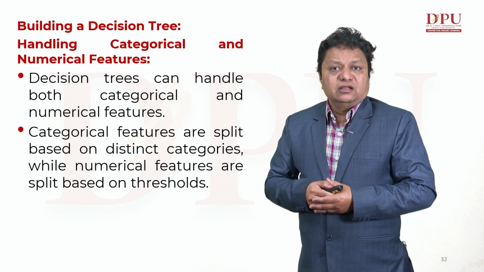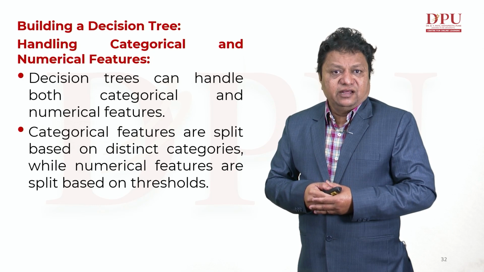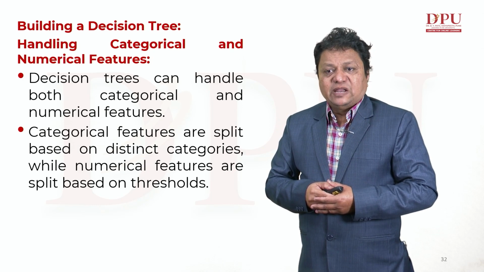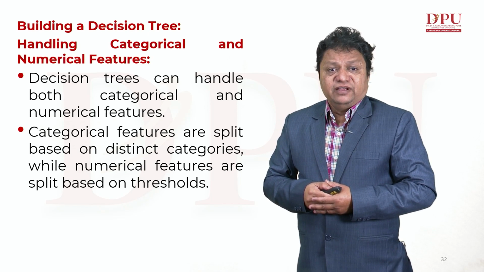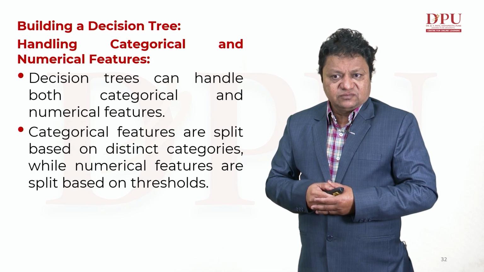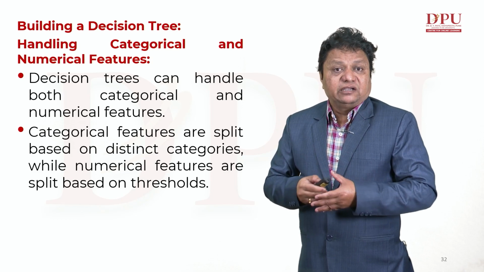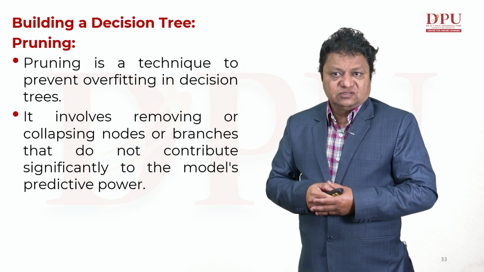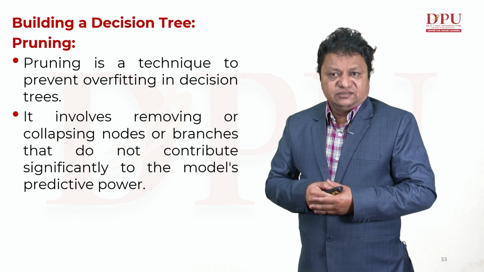Now, how to handle categorical and numerical features in decision trees? Decision trees can handle both categorical as well as numerical feature values. Categorical features are split based on the distinct categories, while numerical features are split based on thresholds.